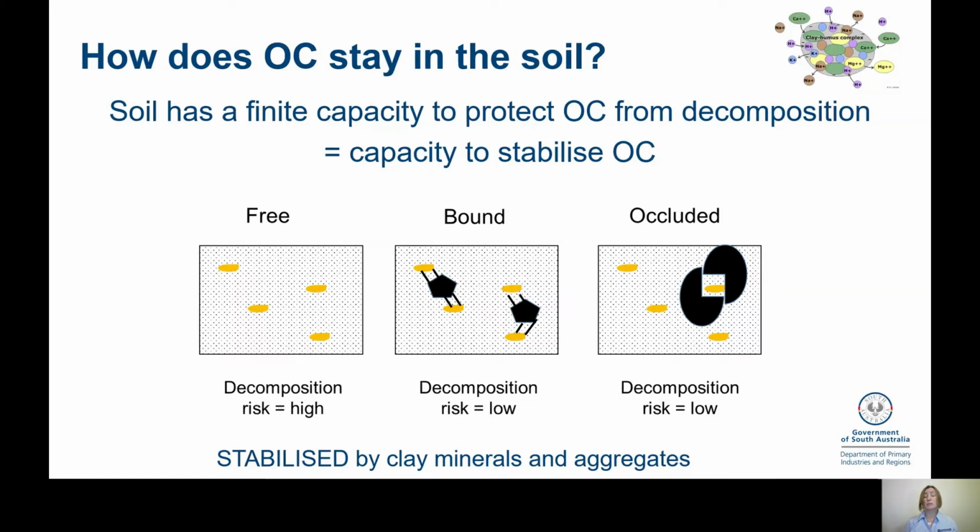The other option is to be occluded or to be bound up in these aggregates that we have. So when we have good structure, we have micro and macro aggregates. The carbon itself can be protected from microbial decomposition within the aggregates. If we have a lot of free carbon, and we're thinking probably sandy soils here where we don't have a lot of either the chemical or the clay complexing or the binding that we can have, we can be building carbon, but the risk of decomposition is quite high in these soils. So carbon can be stabilised by clay minerals and within aggregates.